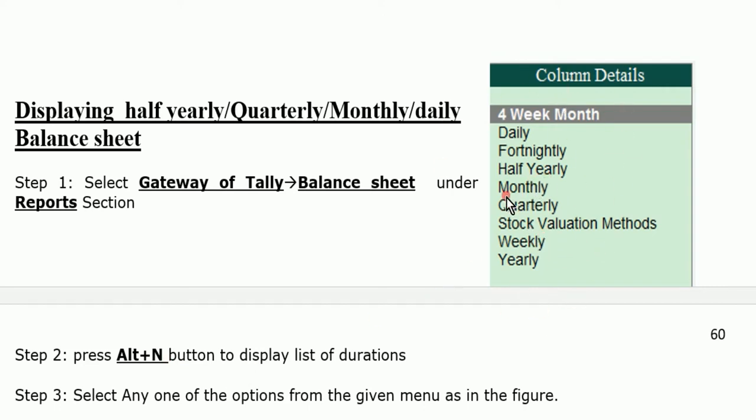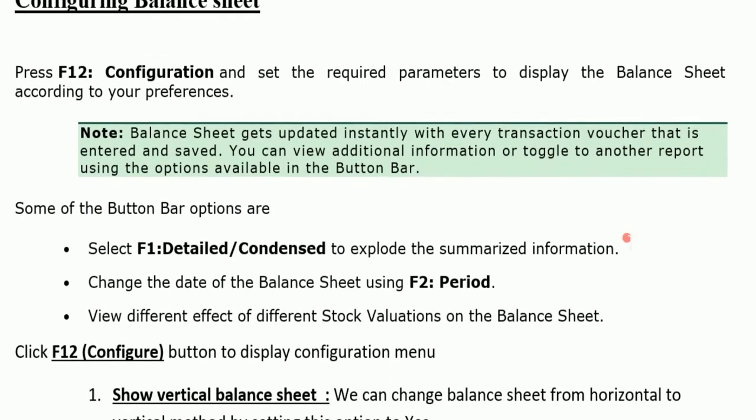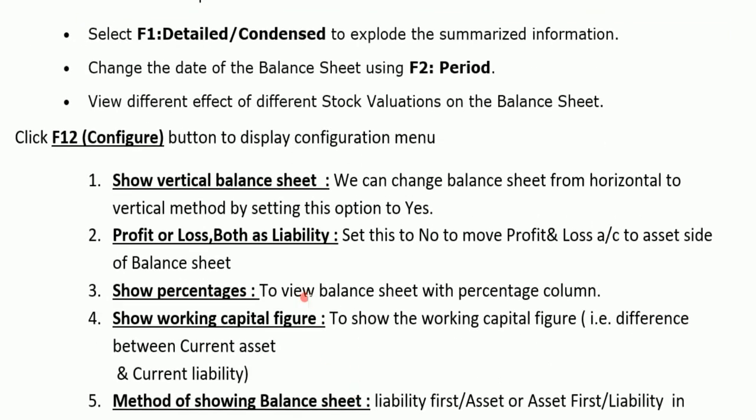When you click on Alt plus N, it shows the column details option, and in that daily, fortnightly, half yearly, monthly, quarterly, weekly, yearly, stock valuation method, all options are available. You can select any one and display the balance sheet in that format. We can configure the balance sheet. When we are in the balance sheet, by clicking on the F12 button, we can make the configuration of the balance sheet.